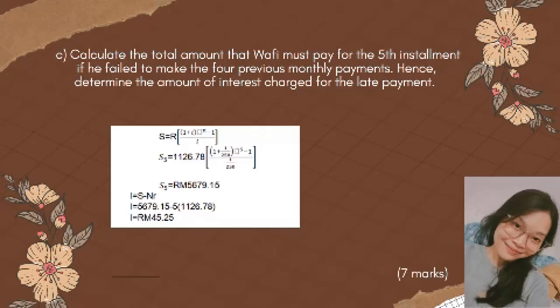The formula for interest is I equal to S minus nR. S equal to 5,679 and 15 cents and nR is 5 bracket 1,126 and 78 cents. We put everything into the formula and the answer is RM45 ringgit and 25 cents.